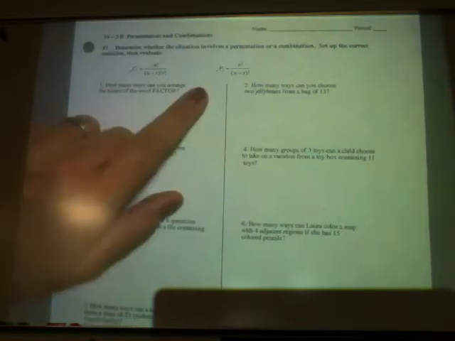All right, so let's look at today's homework. You're going to notice that it is quite a bit different than the homework that you had on Friday as far as how the questions are being asked, right? You don't just see a combination and a permutation and you have to figure it out with no word problem associated with it.